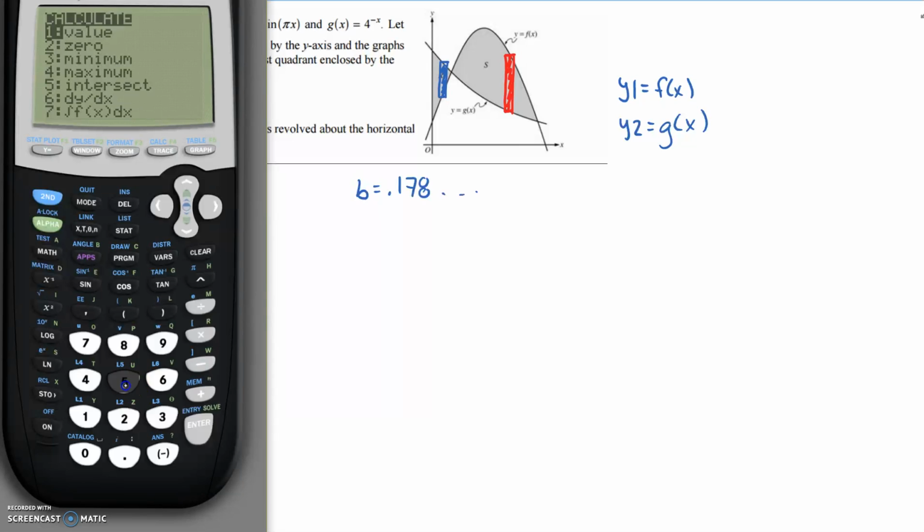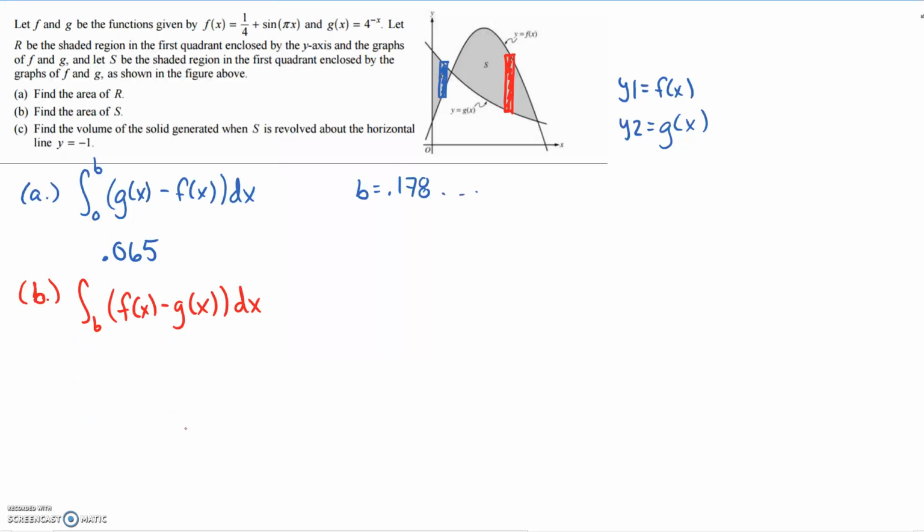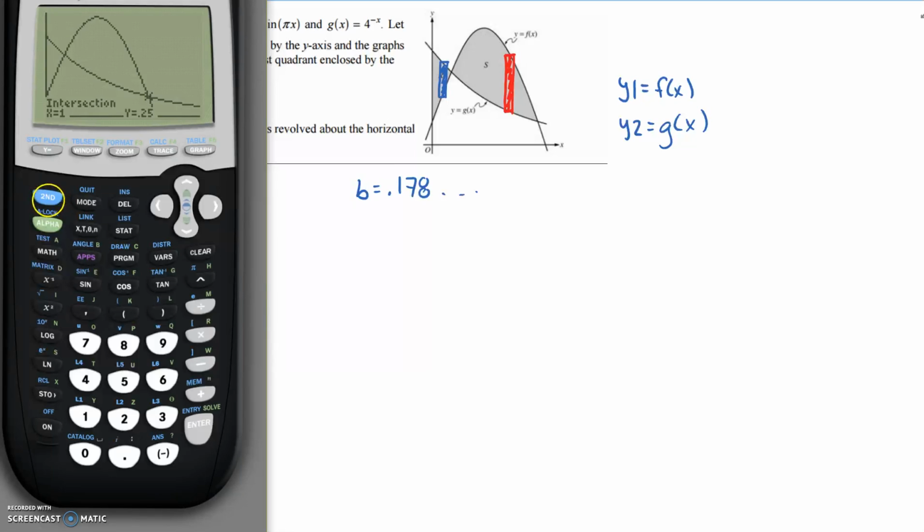Second, calculate, intersect, enter. This time I'm going to make a guess that is a little bit closer to that other point of intersection. So let me trace to the left. The second point of intersection happens to be 1. So then integrating from that 0.178 to 1, letting the calculator do this integration.